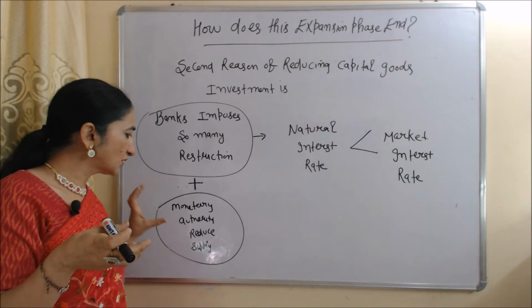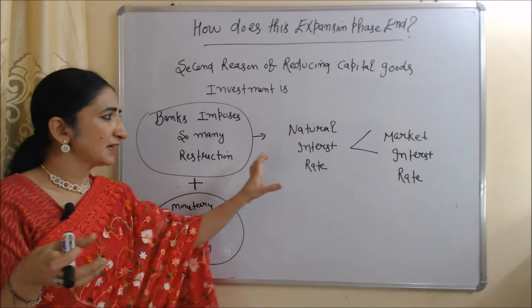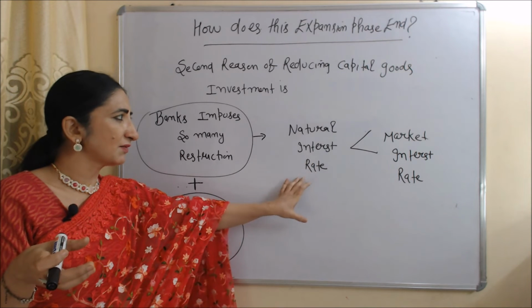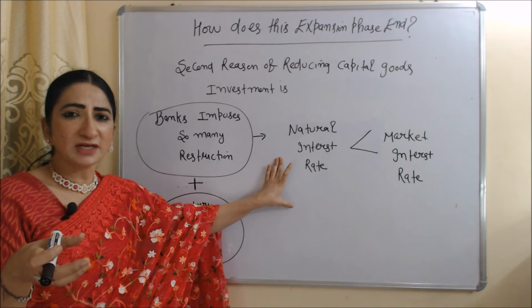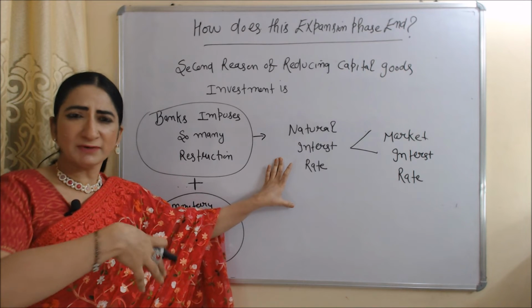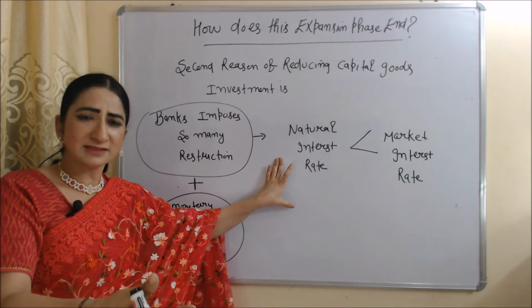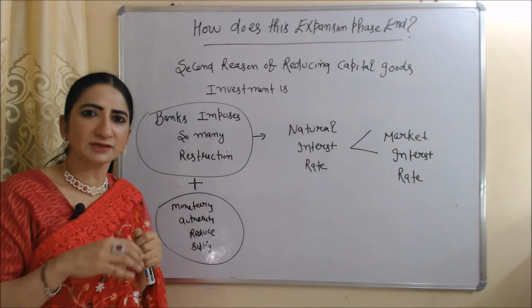That's why, in order to control inflation, the monetary authority reduces the money supply. As the money supply reduces, the market interest rate becomes more than the natural interest rate. Now the interest rate is very high. Because of the high interest rate, people will not demand bank credit for investment purposes. As a result, investment in capital goods will fall.